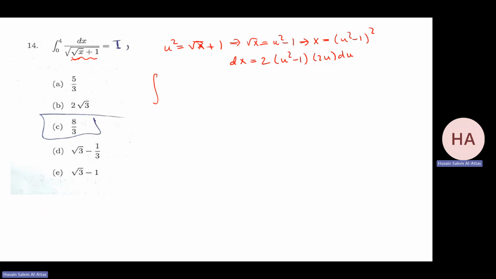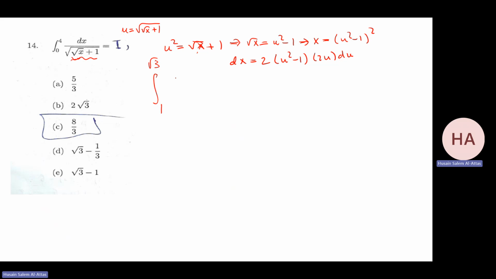If x is 0, then u squared is 1, so u equals 1. If x equals 4, then I have square root of 5. Actually, I'm taking u as the square root of the square root of x plus 1. So put 0, that will be 1. Put 4, that will be square root of 3, not square root of 5. Sorry. That will be square root of 3. This is my u. So u squared equals square root of x plus 1, and I did the calculation.